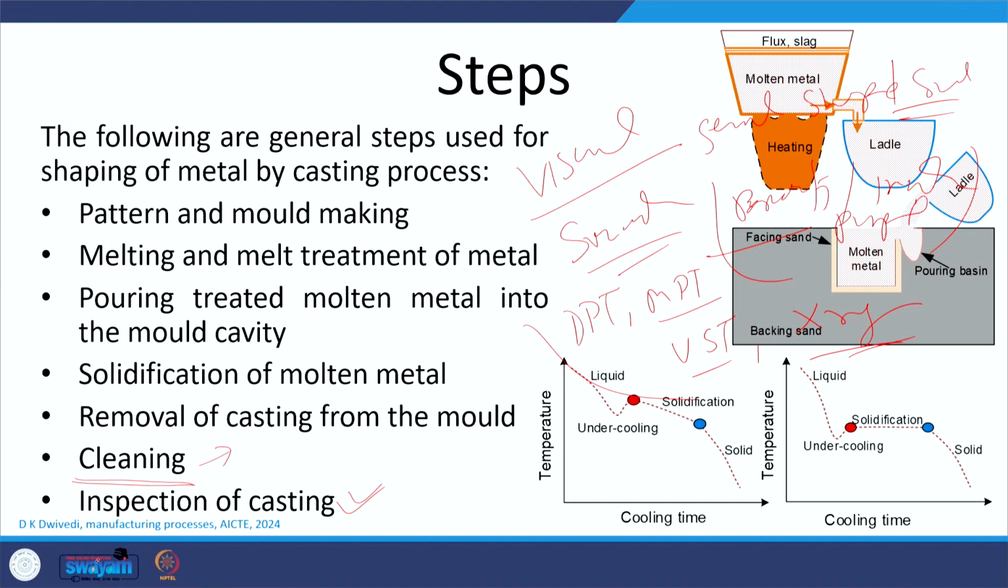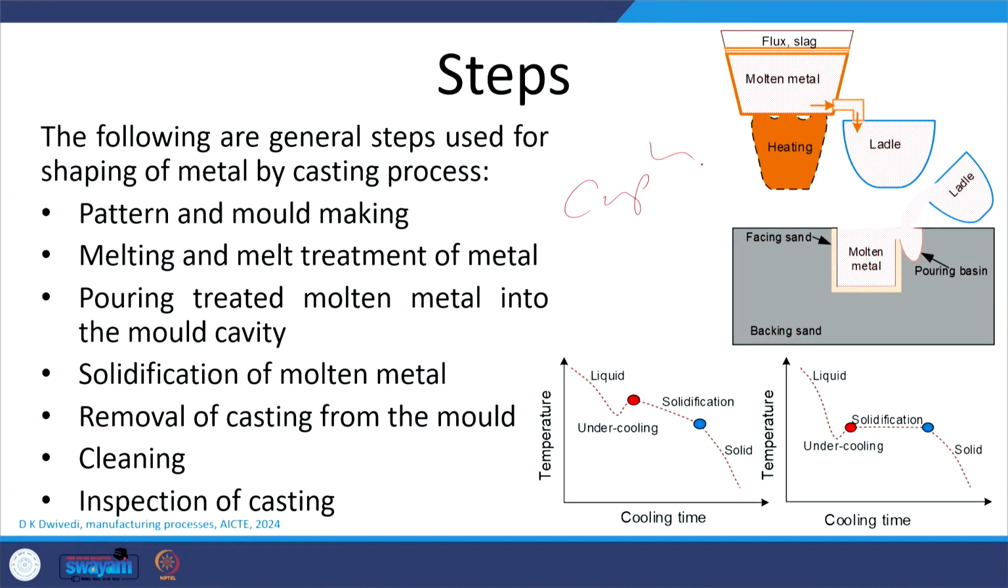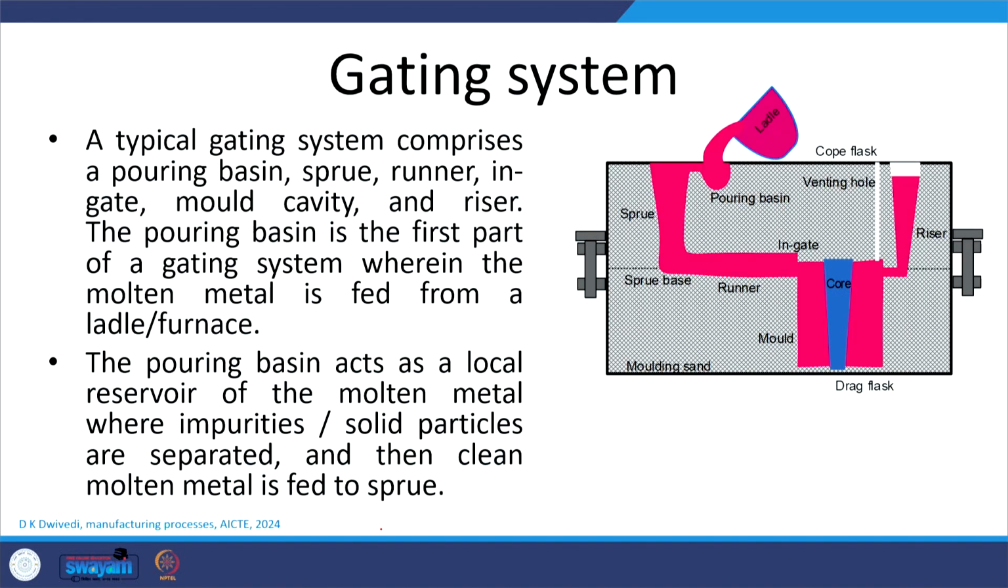Occasionally, compositional analysis and microstructural analysis are also done, and the mechanical properties, say hardness and tensile tests of the component being made, are also done to ensure that whatever castings are being made are of consistent, given quality. Okay, so that is the part of the inspection.